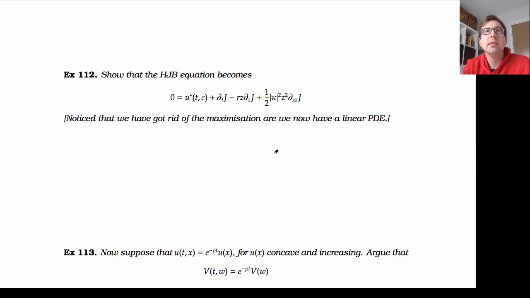Now we can look at those and notice that I can remove all of the maxima and minima in the original HJB equation and just replace them with partial derivatives of this function j. So it gets rid of one bit of complication in that expression, these maximizations and minimizations. So let's do that quickly.